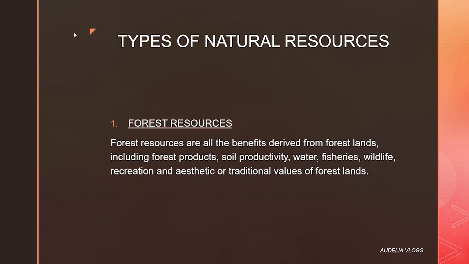Types of natural resources. The first one, forest resource. Forest resources are all the benefits we derive from forest lands, which includes forest products, that is fruits, soil productivity, water, fisheries, wildlife, recreation, and aesthetic or traditional values of forest lands. Okay.